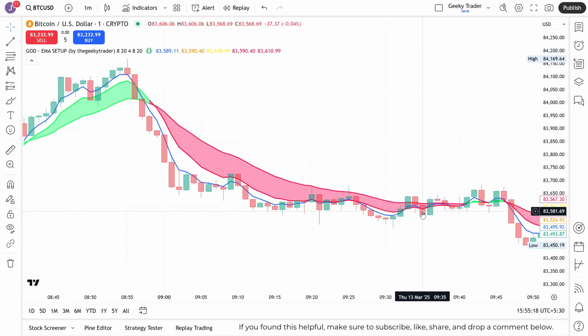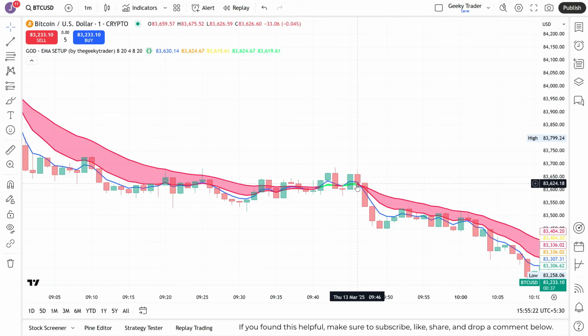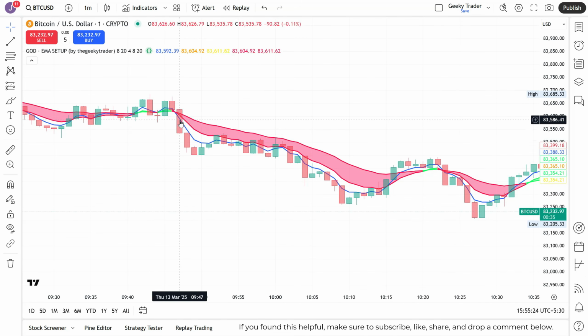By following this simple strategy and avoiding weak setups, you'll filter out false signals and improve your overall trade quality. Always wait for a strong and clear ribbon before entering a position.